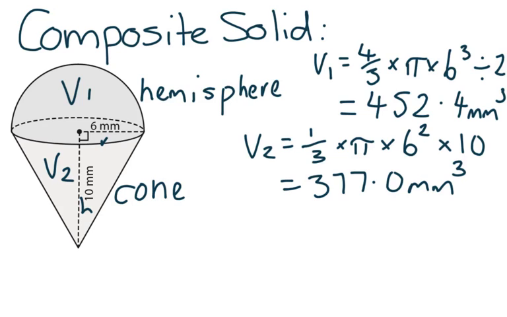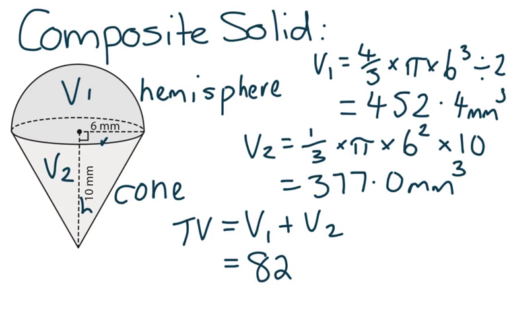And then, of course, we actually need to finish the question. We need the whole volume of the entire shape. So total volume is V1 plus V2. So we would get 829.4 millimeters cubed for that composite shape.